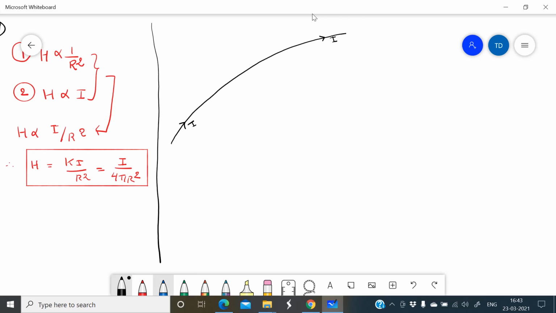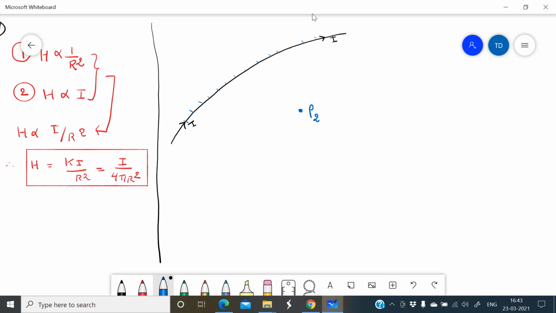Now I want to find the magnetic field intensity at any point. Suppose I want to find the field intensity at this point, point P2. The length of the wire is indeterminate, so I have to divide this wire into very small equal portions.